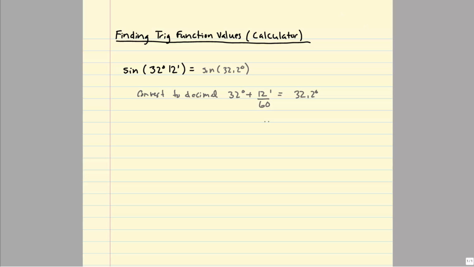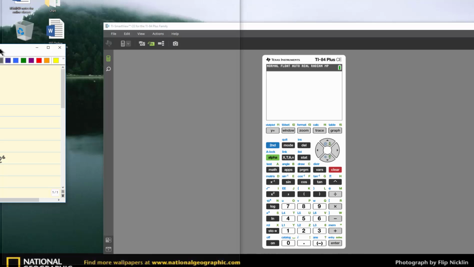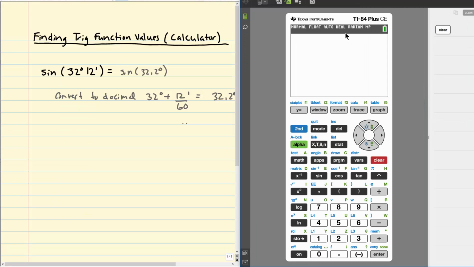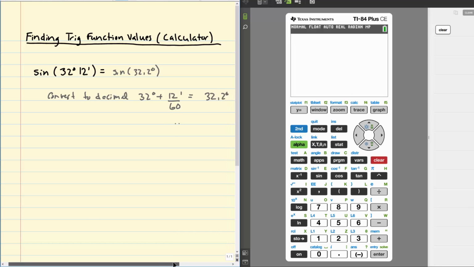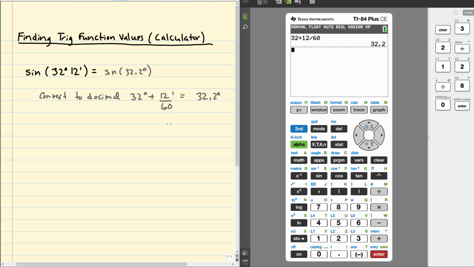And I'm using the graphing calculator as usual. If you have a different calculator, of course, you're welcome to use that. So the way we did this is we did 32 plus 12 divided by 60. And that's where the 32.2 came in. And so what we can do now is we can find the sine of 32.2. Always close that parenthesis up here. And I'm going to get the wrong answer, but let's go ahead and hit it and see why.